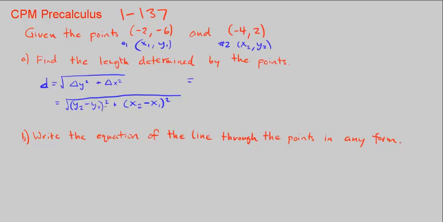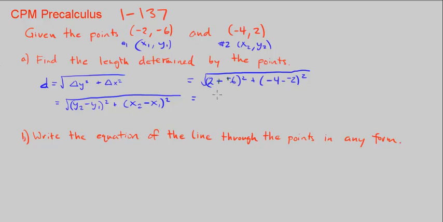So y2 minus y1, well, y2 is 2 and y1 is -6. So it's going to be 2 minus -6 squared plus x2 minus x1, -4 minus -2 squared, and don't forget the square root on the outside. Okay, so let's simplify this because this is the distance. 2 minus -6, well, minus a negative is going to cancel out and become positive. So 2 plus 6 is 8.